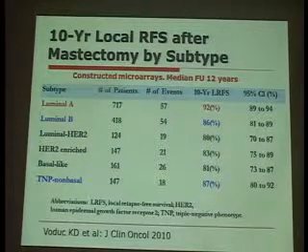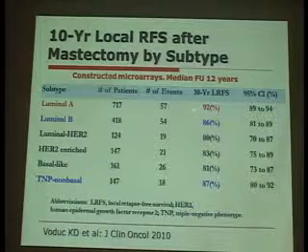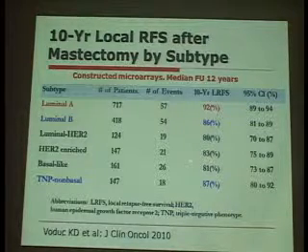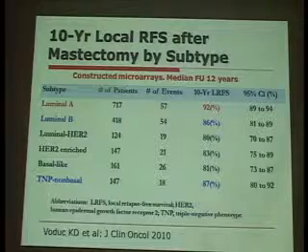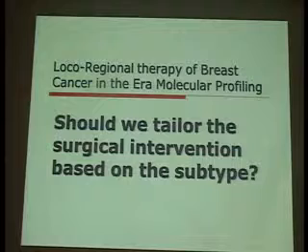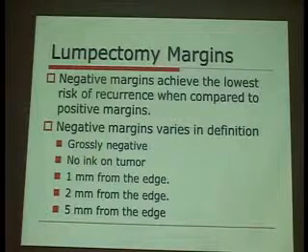They did the same for patients who had mastectomy, and still found the same observation: the lowest recurrence in luminal A and the highest local regional recurrence in HER2 enriched and basal-like subtype. So should we tailor our surgery based on the subtype? Should we do a more aggressive operation based on the molecular subtype, which means a bigger operation and bigger surgery, particularly for those patients who have HER2 positive and those that are triple negative?